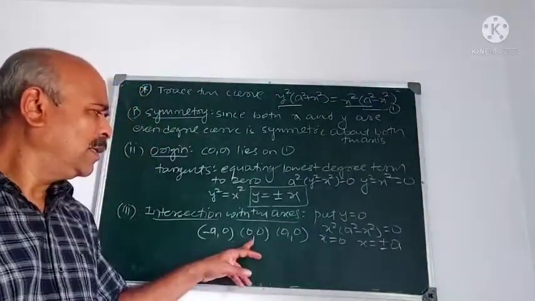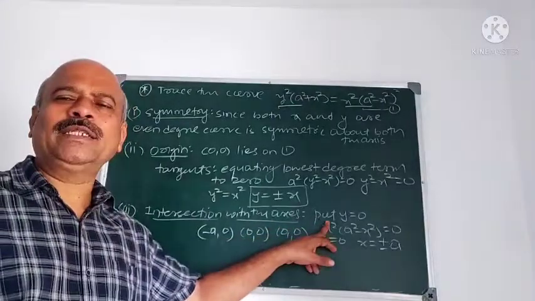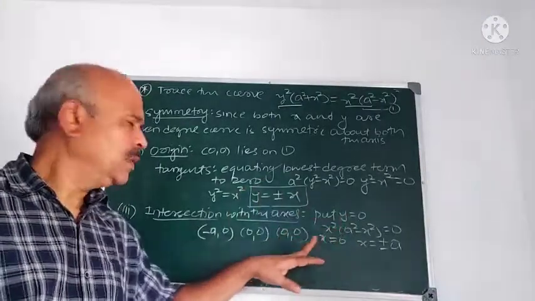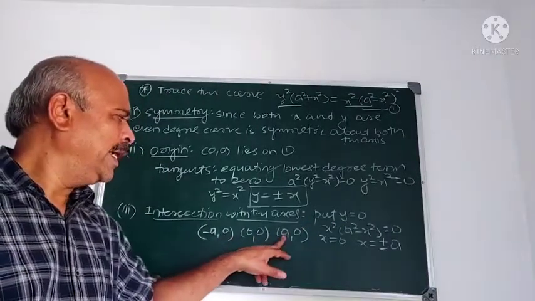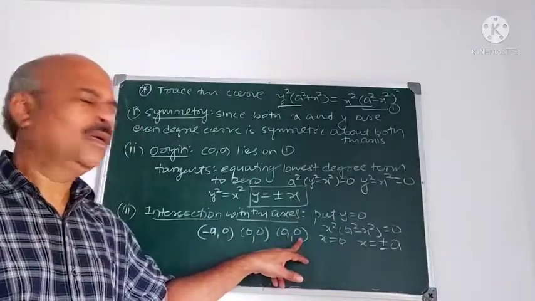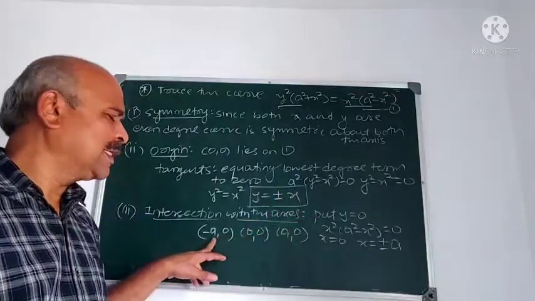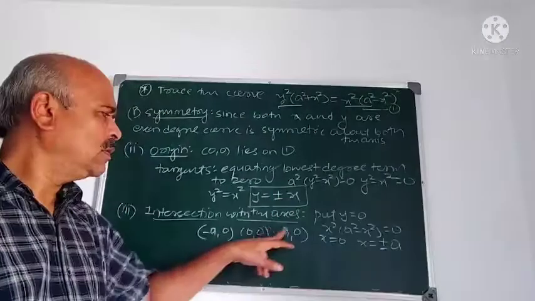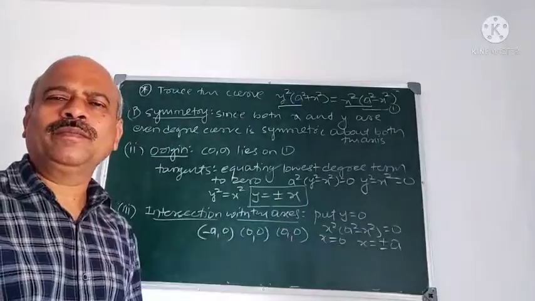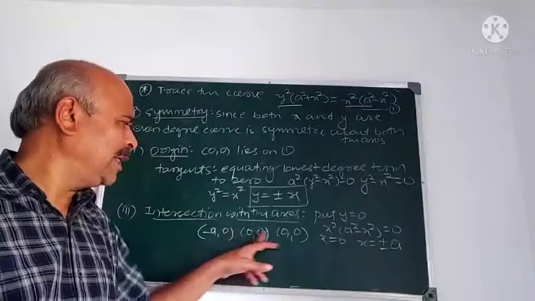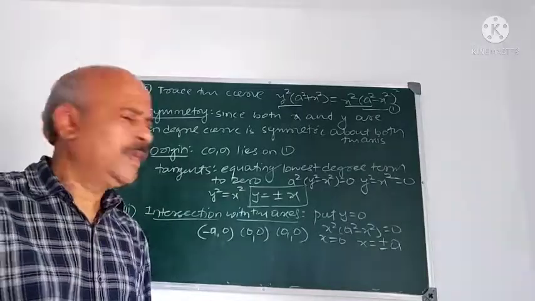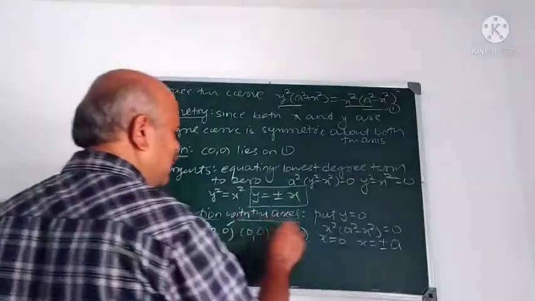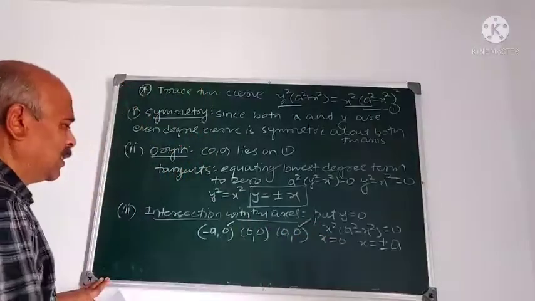Intersection with the x axis means we have to take y is 0. On the x axis y is 0. Taking y is 0 we have obtained minus a, 0 and a, 0. So the curve intersects the x axis at minus a, 0 and also a, 0. Because of symmetry, if there is minus a, 0, then a, 0 must be there on the curve. Now these are the points of intersection of the curve and the x axis.